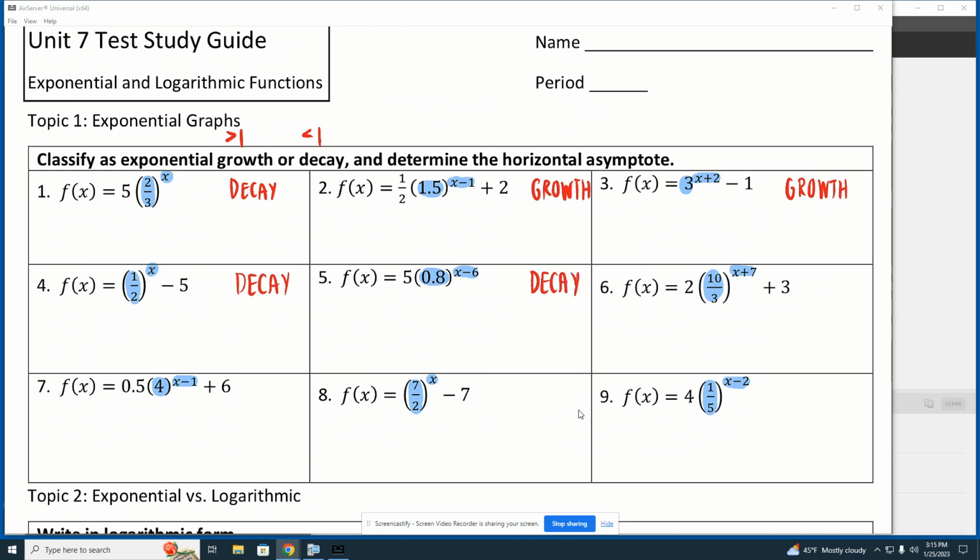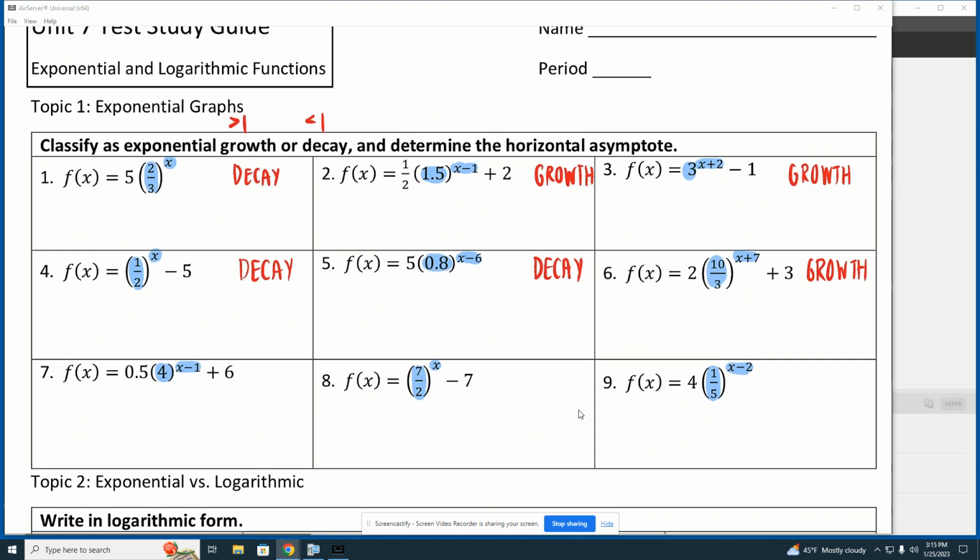Number 6, the base is 10/3. Yeah, I know it's a fraction, but 10/3 is definitely greater than 1, so definitely growth. Number 7, the base is 4. Definitely greater than 1, growth. Number 8, definitely greater than 1. It's 7/2, growth. And number 9, the base is 1/5. Definitely less than 1, so decay.